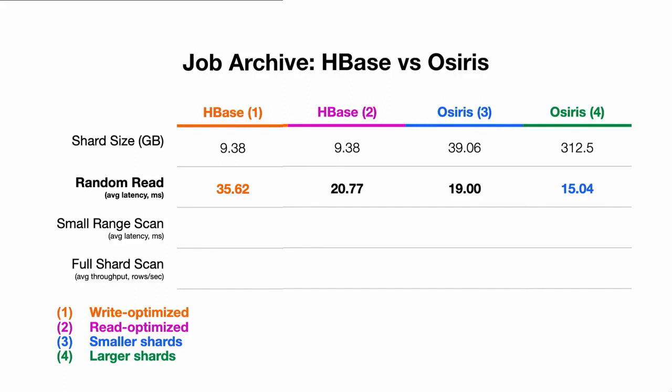So this means we can grow our shards to very large sizes without hitting random read performance issues. Small range scans are 1, 97.59, 2, 104.06, 3, 41.88, 4, 87.48.